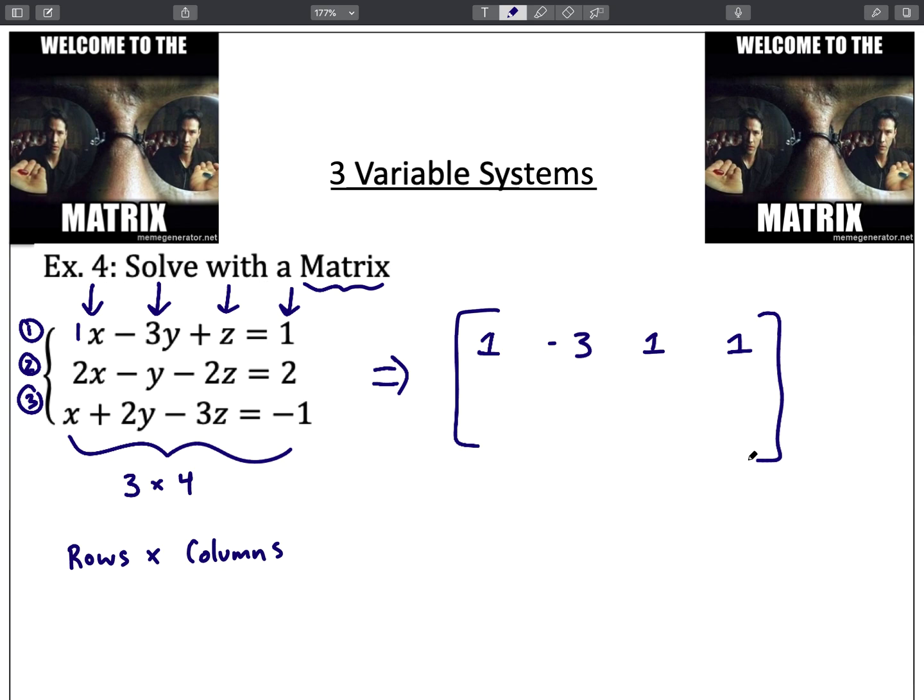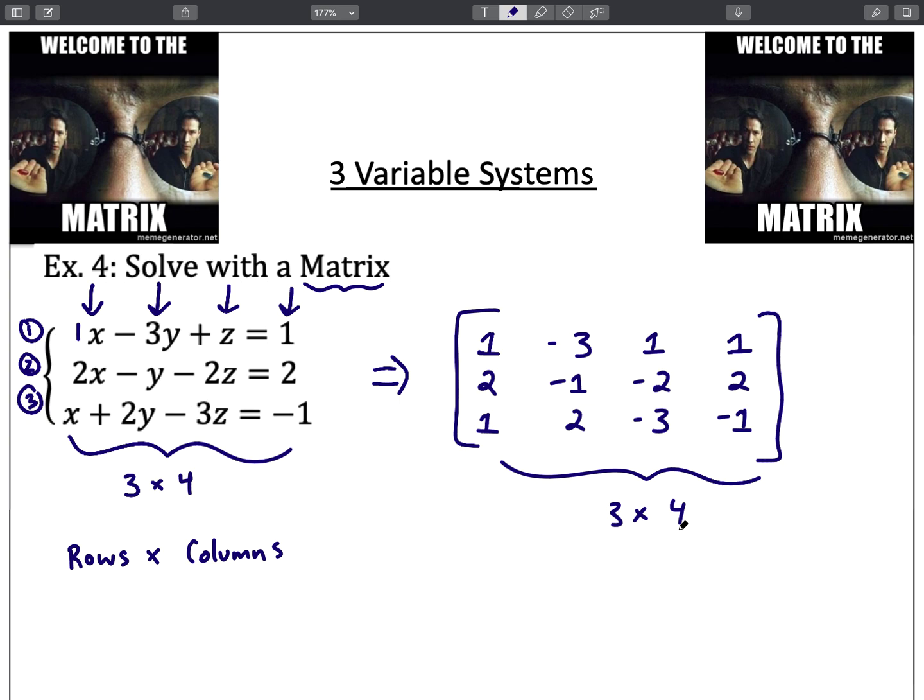How about in equation 2? Well, I've got 2, I've got -1, I've got -2, I've got +2, and then in equation 3 I've got 1, I've got 2, I've got -3, and I've got -1. So again, this is your 3 by 4 matrix that we're going to plug into the calculator.